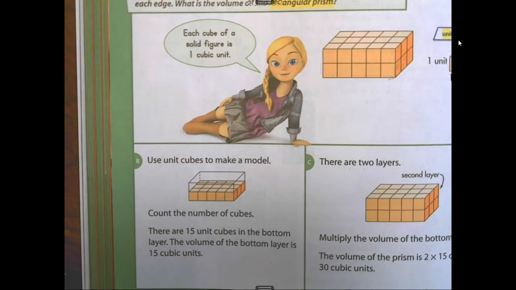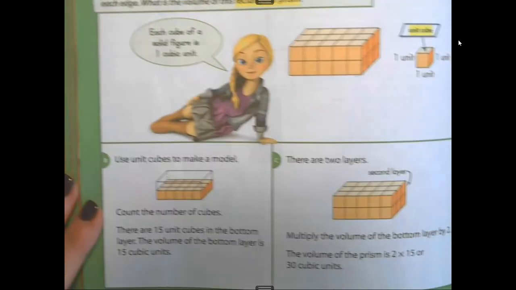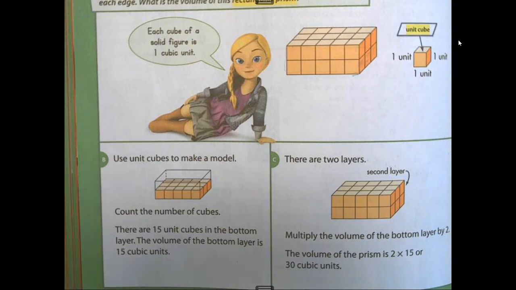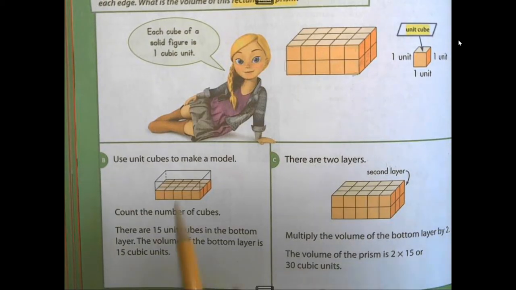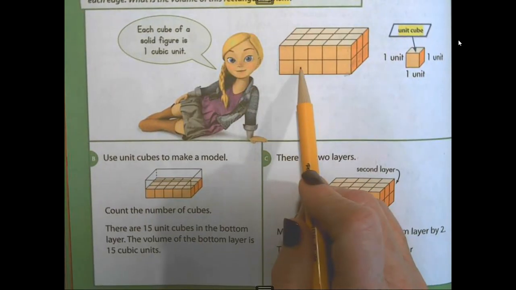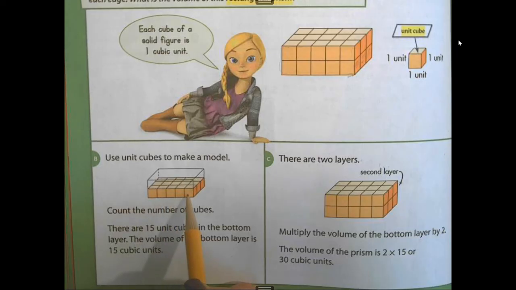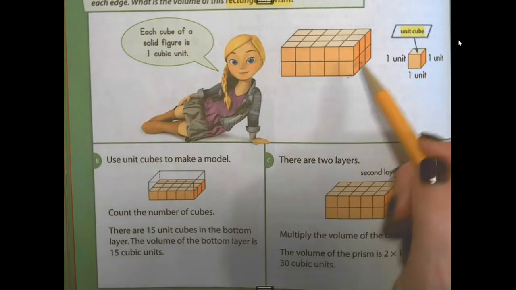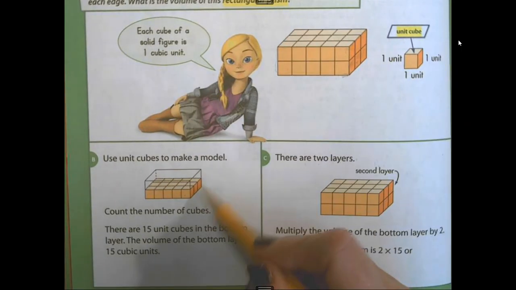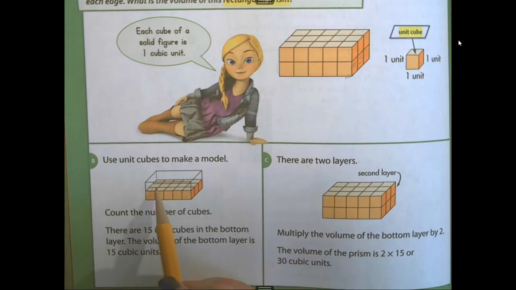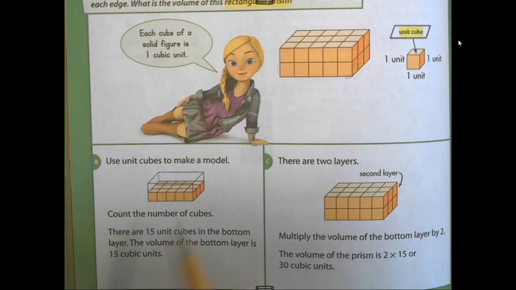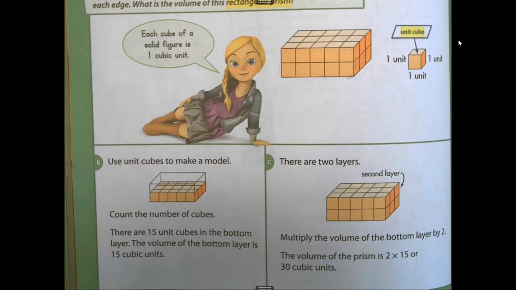So in order to figure out the volume of this rectangular prism, our first step is, if we had them, we could use unit cubes to make a model. So we would count the number of cubes that it took to make the bottom. So what they're saying is that across the bottom, they had 1, 2, 3, 4, 5 unit cubes. So they'd fill in 5. Well, and then you could see that you have 1, 2, 3 wide. So you would put 3 rows of 5 to get 15 unit cubes on that bottom layer. All right, that bottom layer is 15 cubic units.